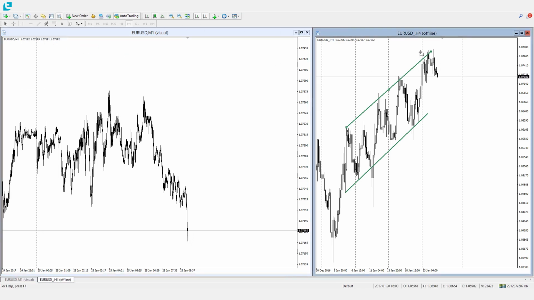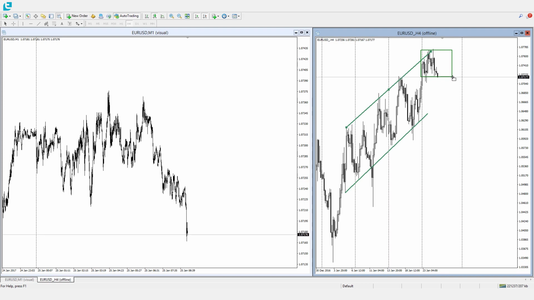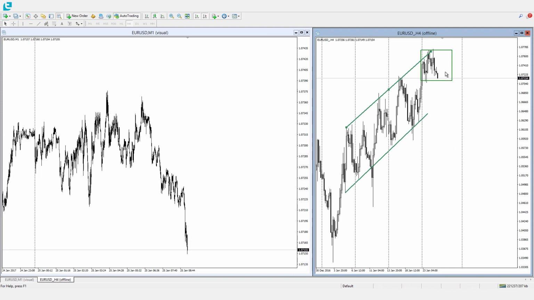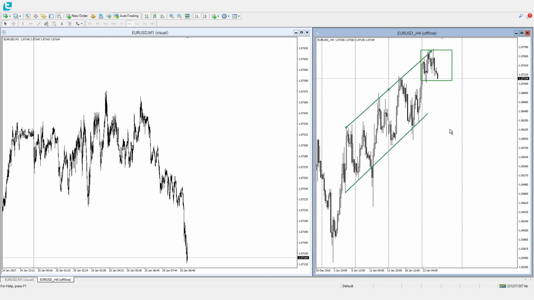And here you can see that's probably like an accumulation on the higher time frame. So we wait for a breakout of this box or a bounce inside the box. But if there would be a short signal right now, I would rather go for like a long signal.